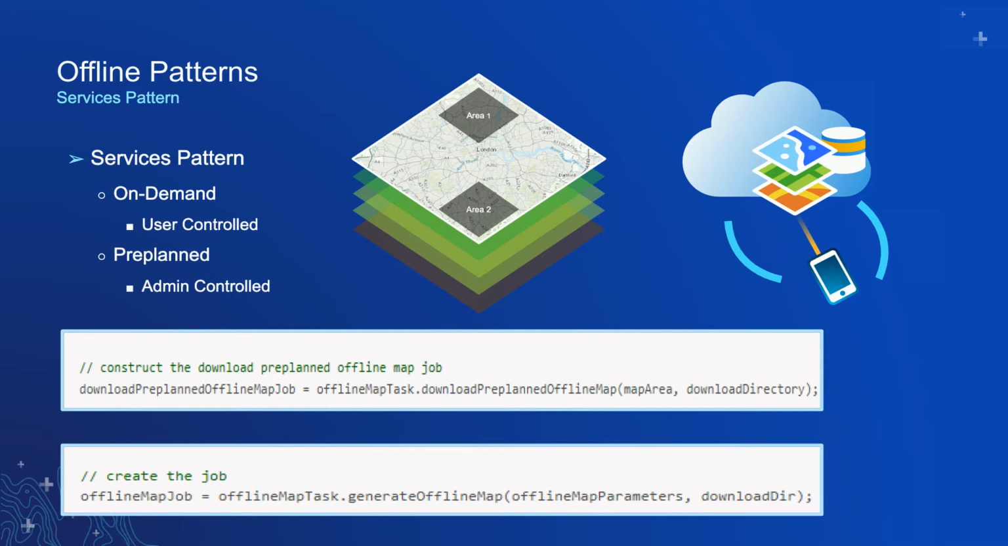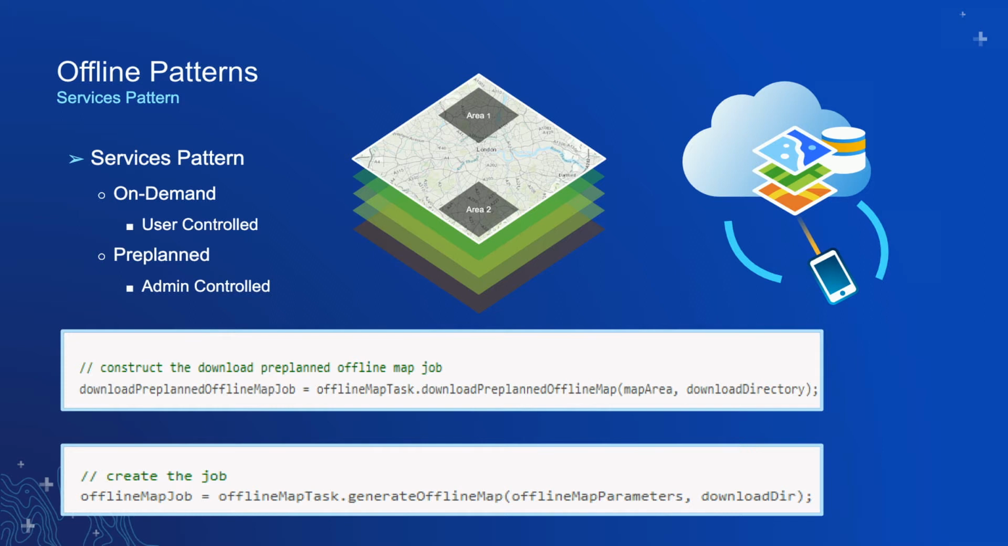On-demand is mostly user control, where they choose what to take offline and which layers to include in the offline map. Pre-planned is more of an admin workflow, where an admin creates pre-planned areas in ArcGIS Online, and these are all packaged in ArcGIS Online, and then the runtime app can download whenever they want.